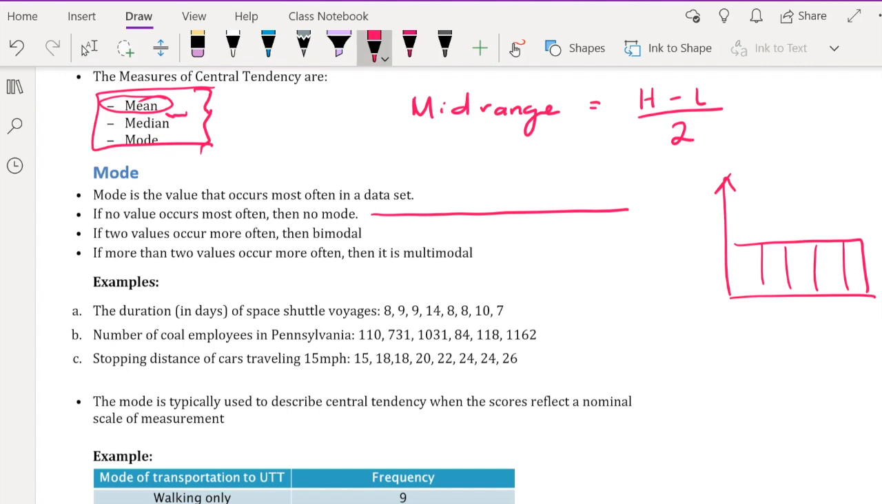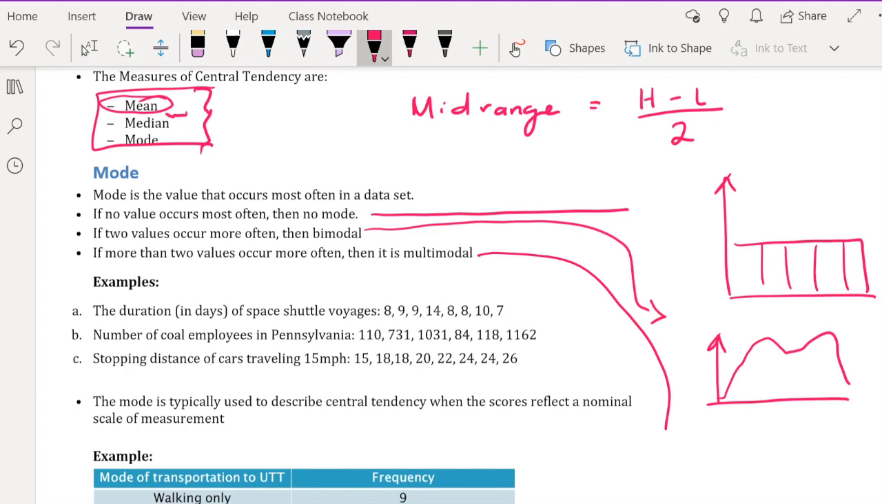If two values occur equally often, then that's what we call a bimodal distribution, and it's the one that looks like a little camel. If you have more than two values that occur just as often, something that looks like this, then you're looking at what we would call a multimodal distribution. After two modes, we just go ahead and use multimodal.